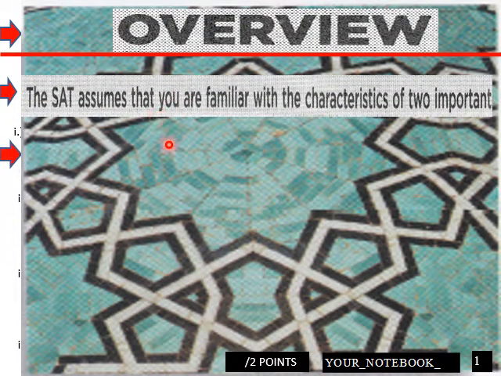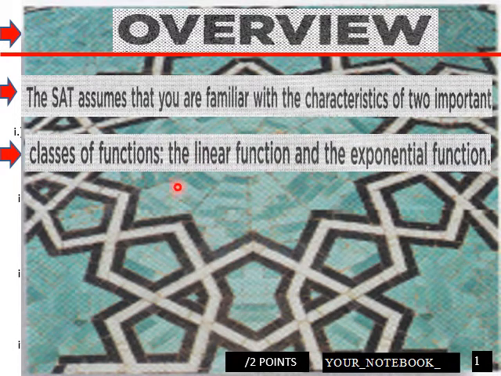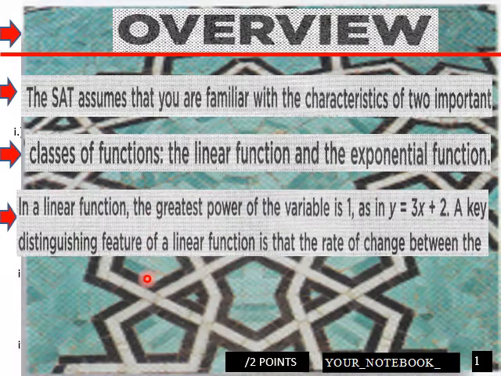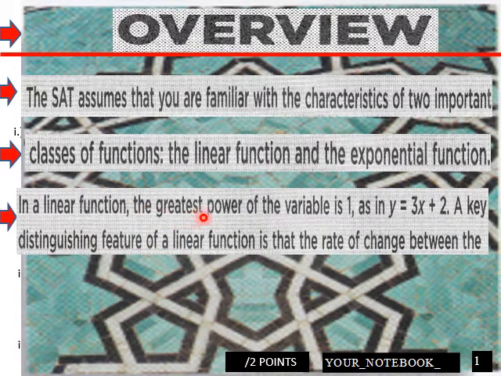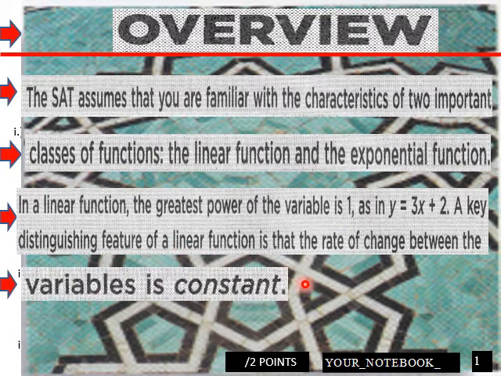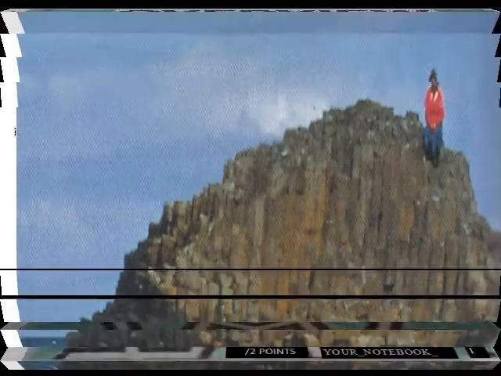Overview. The SAT assumes you are familiar with the characteristics of two important classes of functions, the linear function and the exponential function. The greatest power of the variable is 1 in a linear function. The key distinguishing feature of a linear function is that the rate of change between the variables is a constant.